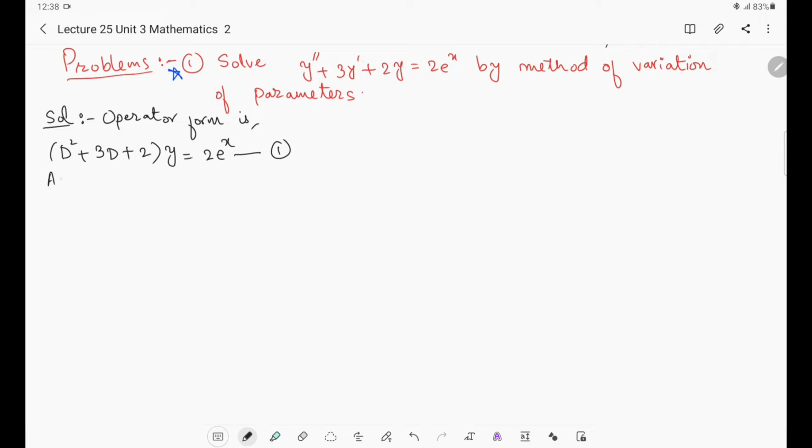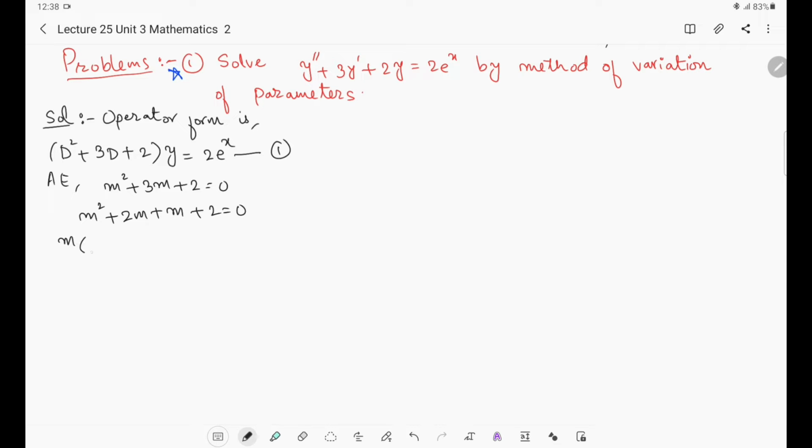right. First, what we have to do is find the auxiliary equation. The auxiliary equation is m square plus 3m plus 2 equal to 0, right. Now make factors for this, which will be m plus 1 into m plus 2 equal to 0.